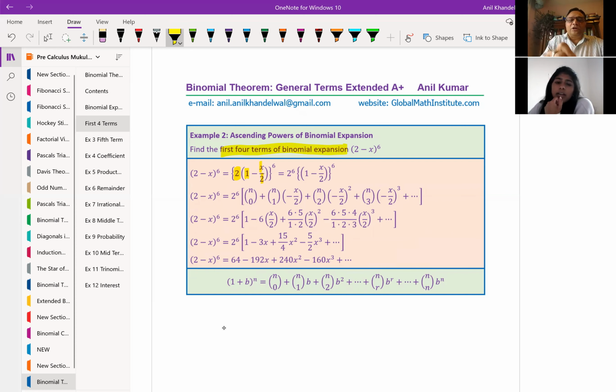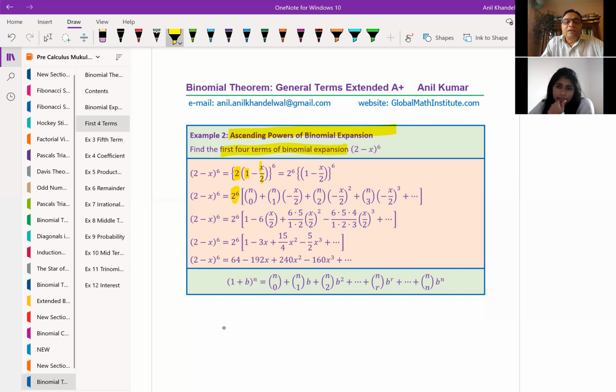Since the question requires getting ascending powers, I have done that part very easily. 2 to the power of 6 has been factored outside, and now I'm actually expanding (1 minus x over 2) to the power of 6. Do you see how simple it is as compared to the previous case? Right?